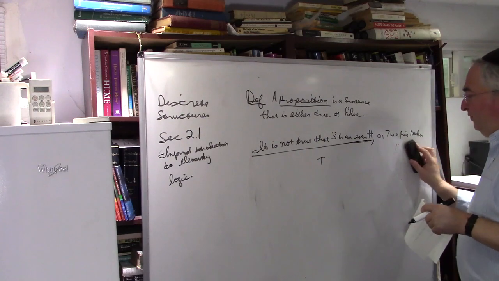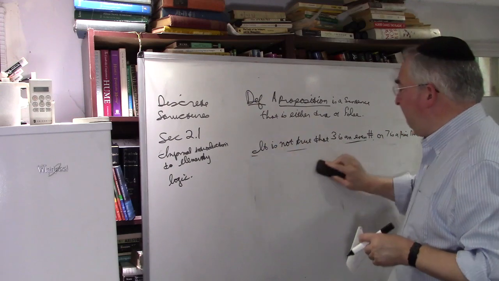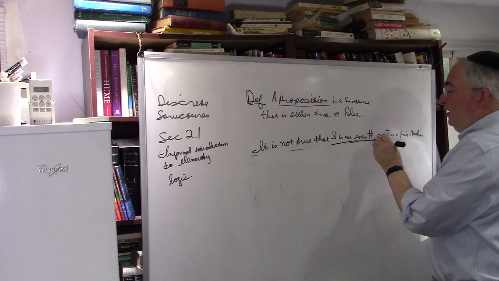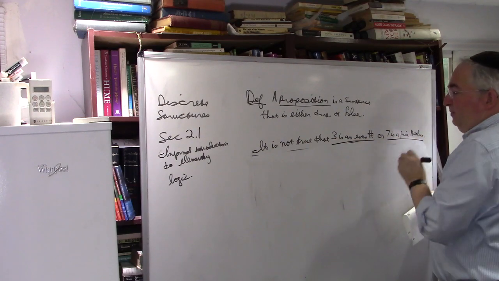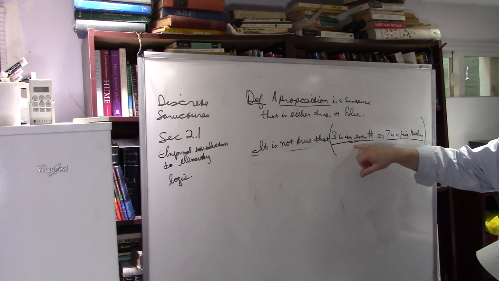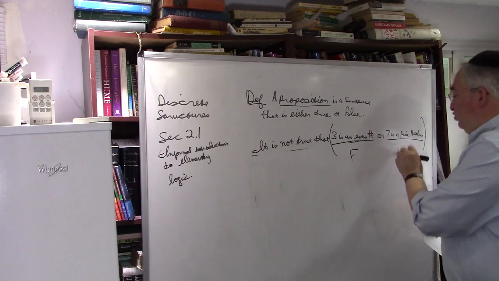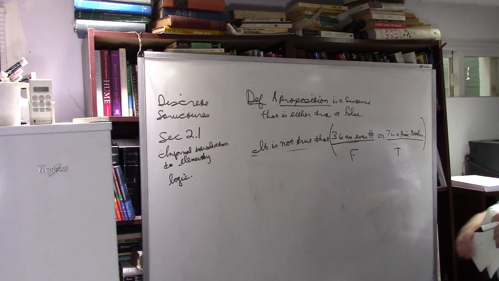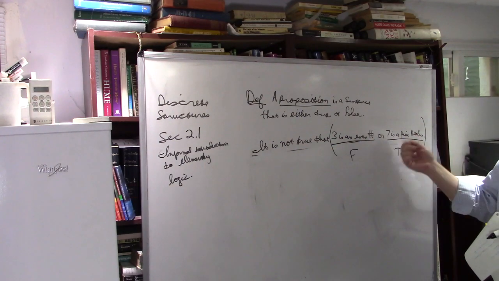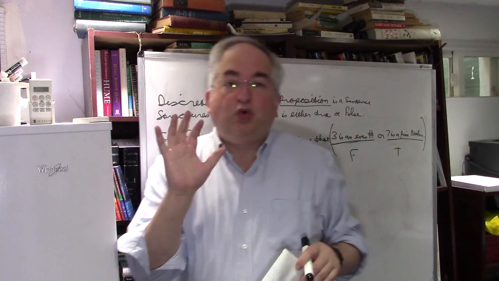What's another way of reading it? You can read it like this. It is not true that 3 is an even number or 7 is a prime number. Okay, 3 is an even number, that is false. 7 is a prime number, that is true. But is it not true that these things are true? Anyways, this or this is true. So it's a little ambiguous. We're not sure what it means.